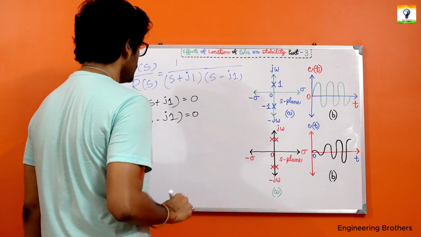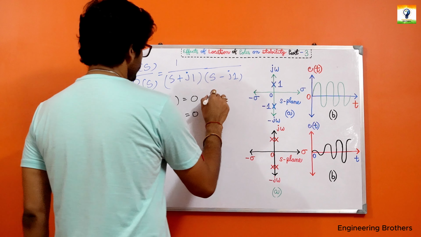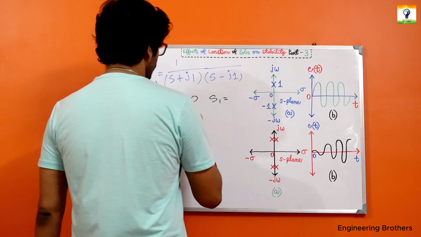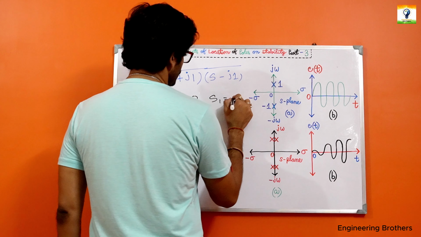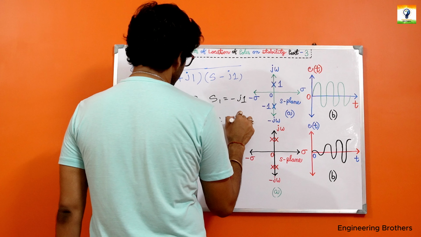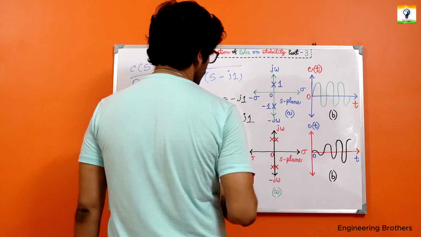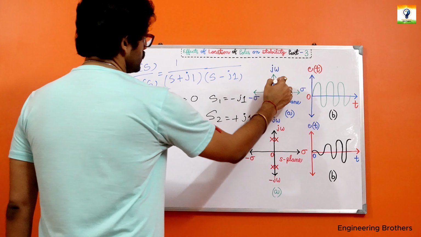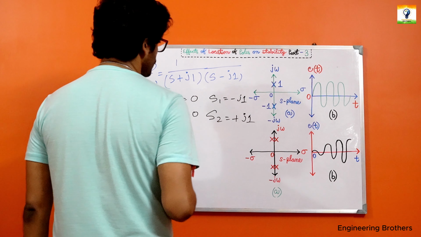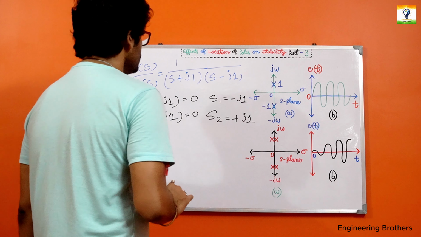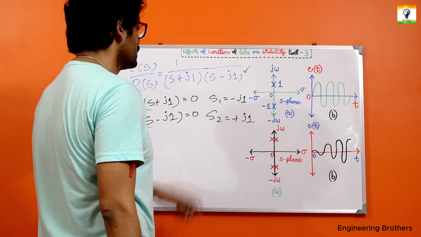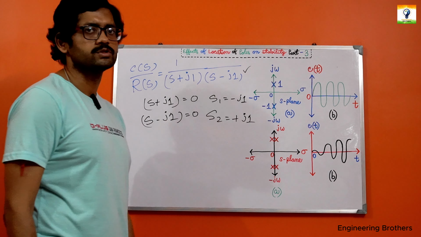Quite naturally, we can say that the first one will be considered as our s1, which is minus j1, and this one will be s2, that will be our plus j1. And which one is our plus j1? This one. Now we have considered plus j1 over here, and this one will be minus j1. Quite naturally, we are having this equation over here. And how do I get to that considered point? I have shown you over there.